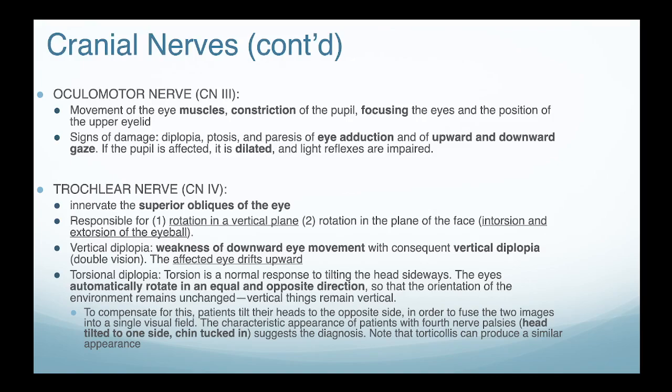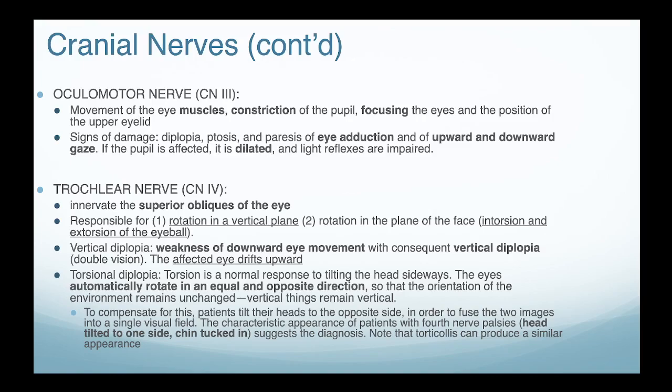So you might get a little bit of upward and downward gaze. Pupils, if they're affected, might be dilated, so you're going to have an impaired light reflex. So that's just for your own information. You don't really need to know this for the purpose of the exam, but it's good to know that the oculomotor nerve is the movement of the eye muscles.